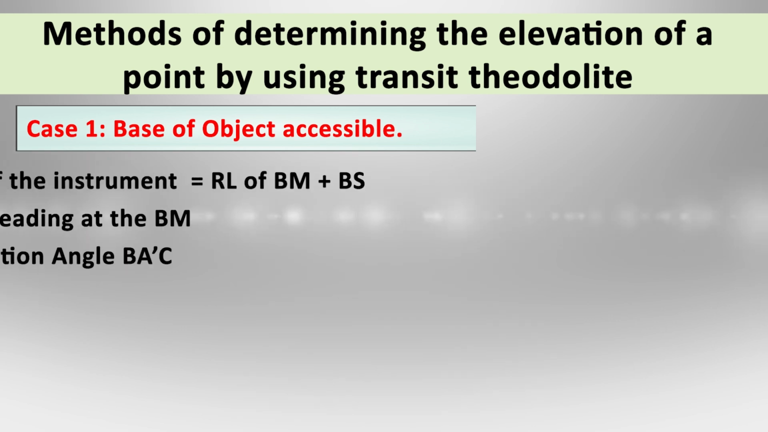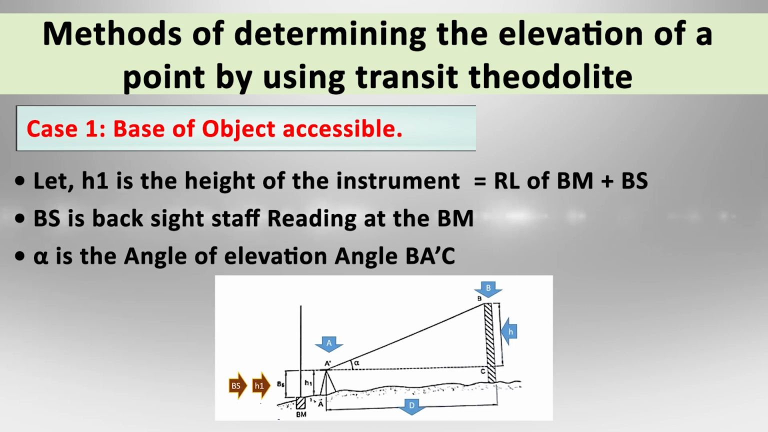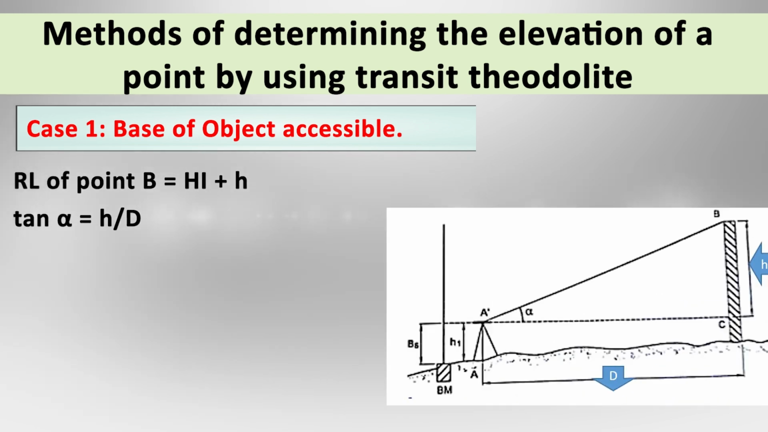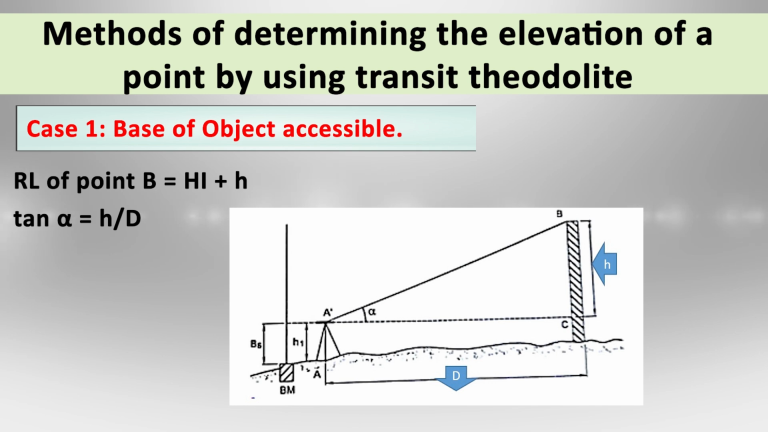Let h1 be the height of the instrument and bs the staff reading taken at benchmark, and alpha is the angle BAC from the figure. So the height of instrument, as we know, is equal to RL of the benchmark plus the backside reading of staff at the benchmark. So RL of the point B will be height of instrument plus h. If we look at the figure, it is absolutely clear that tan alpha, that is perpendicular by base, is equal to h by d.